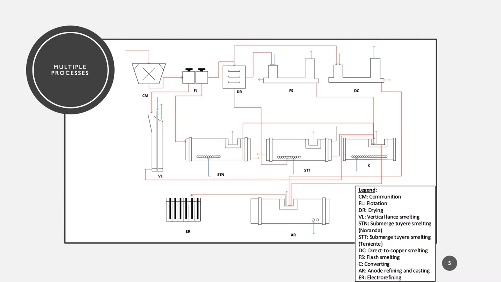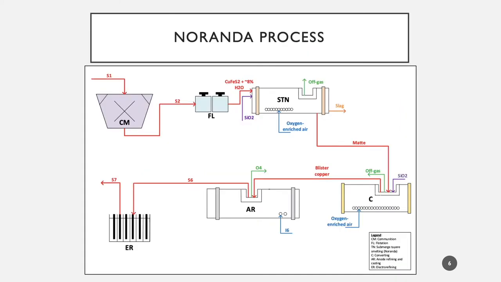We then have our converting unit, which is used to transform the matte from the smelting into blister copper. And we have the anode refining and casting, which uses air injection and hydrocarbon injection to remove sulfur and oxygen. Finally, we have electrorefining by electrolysis. I will be mainly focusing on the Noranda smelter or horn smelter. What's interesting about this smelter is that it can take metal-bearing electrical equipment as a feed.